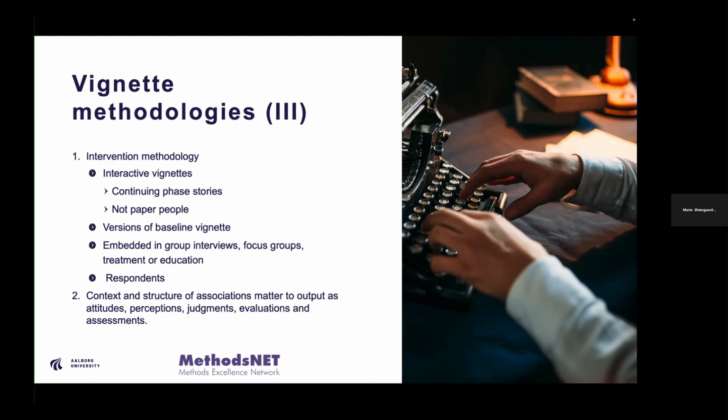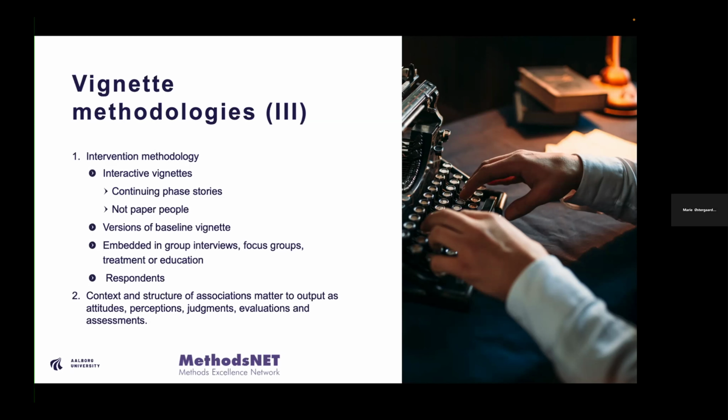Very often this is not done as paper people, as people stories written on paper, but rather it can be a video, or it can come in many formats. And the point is that the vignette then has a part one, then you introduce it, you talk about it, and then it is your interviewee who then decides the next phase of the story, or has to choose between different storylines.